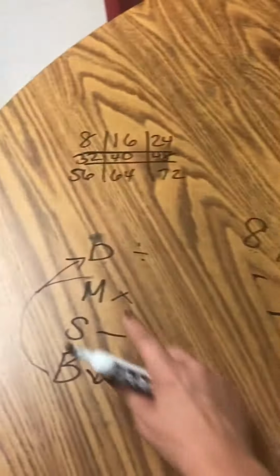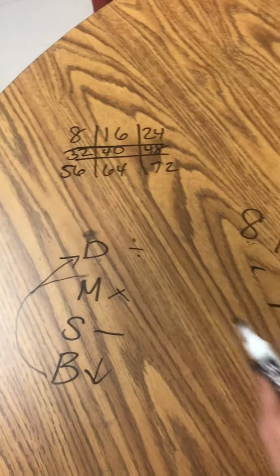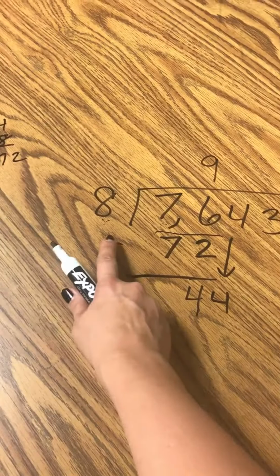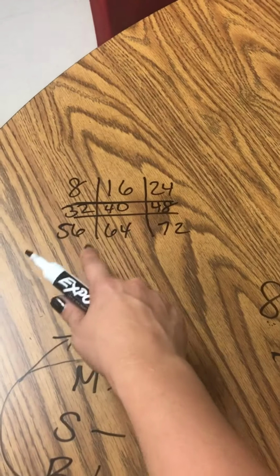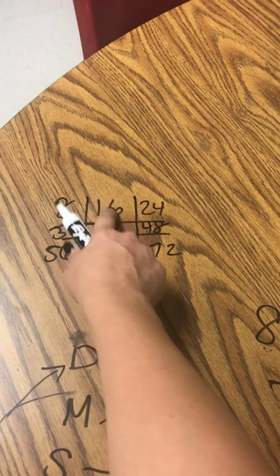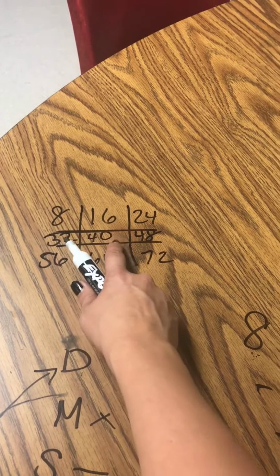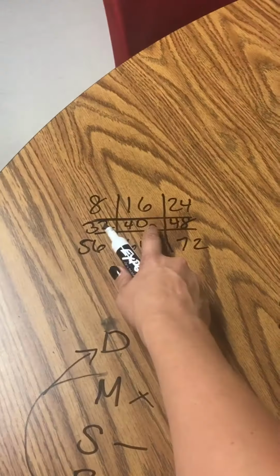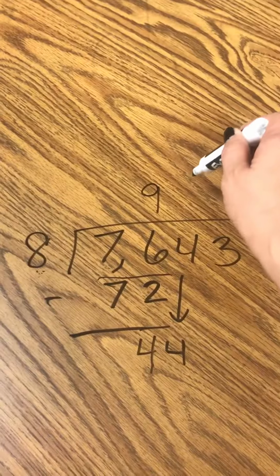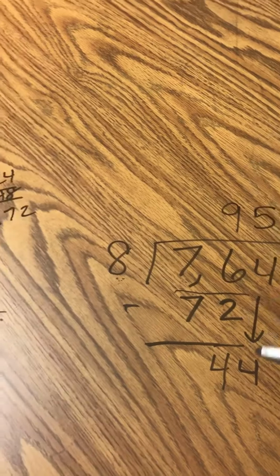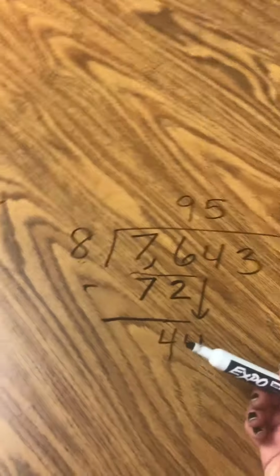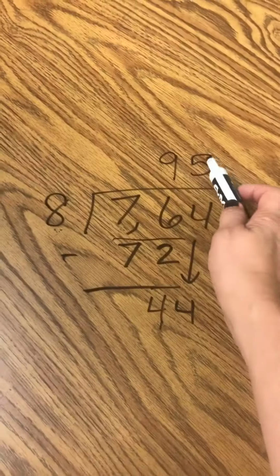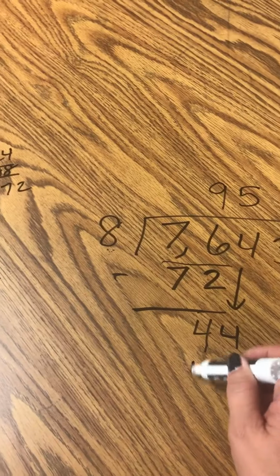So the process starts all over again up here at divide. If I have 44 and I divide it by 8, I can count by 8, 1, 2, 3, 4, 5 times without going over 44. So we would put 5 up here. 44 divided by 8 equals 5. Then the next step is to multiply. 5 times 8 gives us a product of 40.